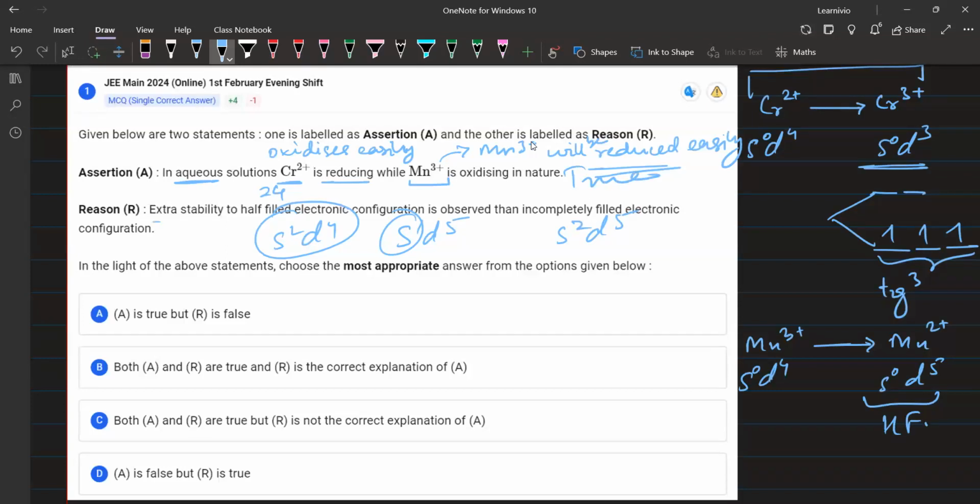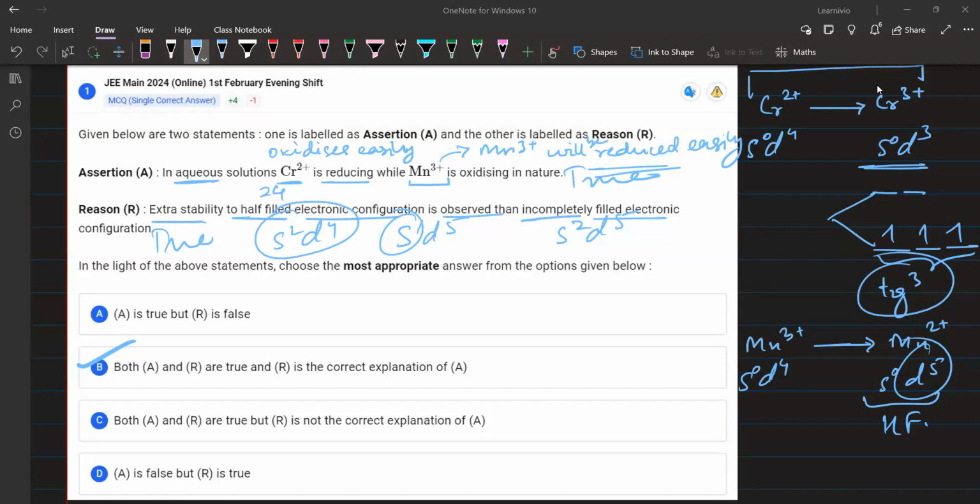The reason that they are giving is extra stability of half-filled electronic configuration is observed more than incompletely filled. Yeah, that is also true. And that is also the reason why this first statement is true. Both of these, t2g3 half-filled and 3d5, are half filled. So both A and R are true, and R is the correct explanation of A. This is the correct option.